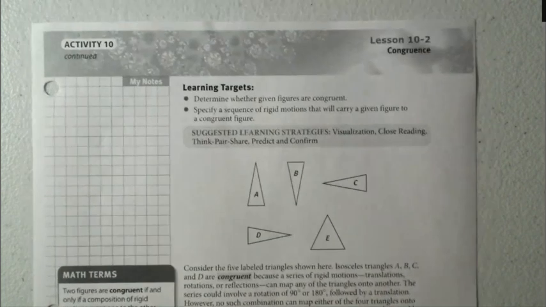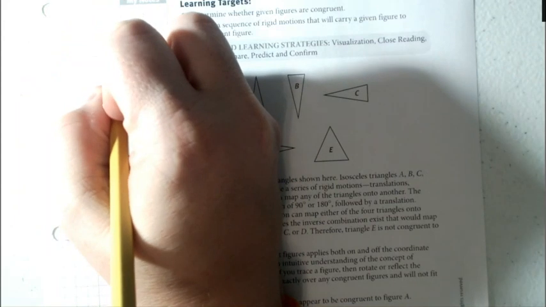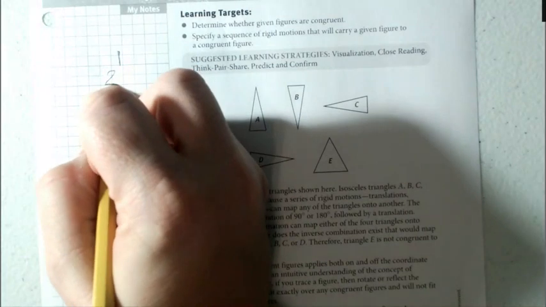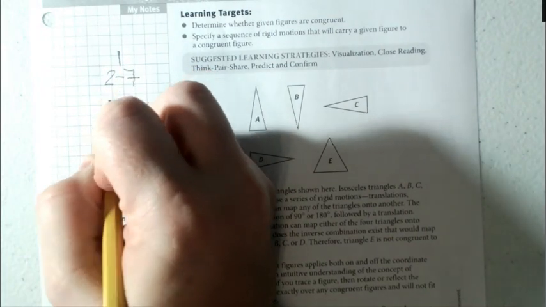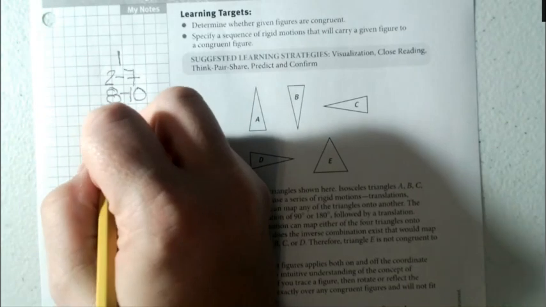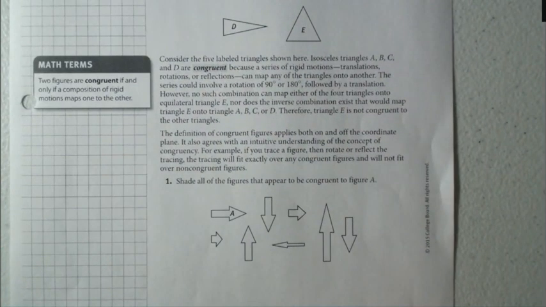Today we will be covering lesson 10-2 on congruence. This section will be divided into 4 separate pieces. The first section will cover question number 1, questions number 2 to 7, questions number 8 to 10, and lastly we'll cover questions 13 to 16. Let's go ahead and take a look at our introduction.